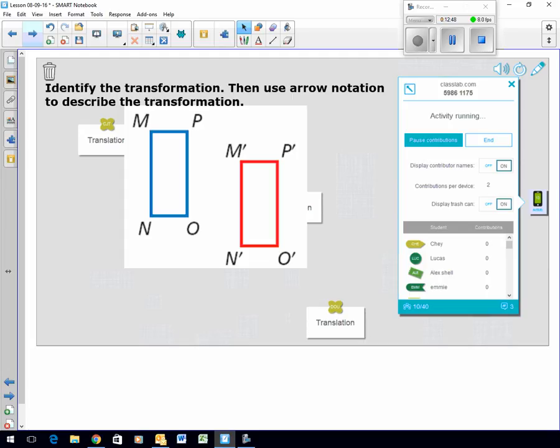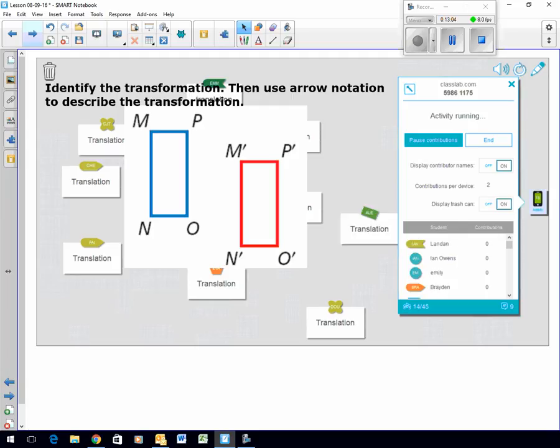Way to go, Douglas. You're the man. What do you think happened? What happened here? Yeah, moved or slid, right? It slid right and down. Awesome. How about getting translation? That's what I'm looking for here.